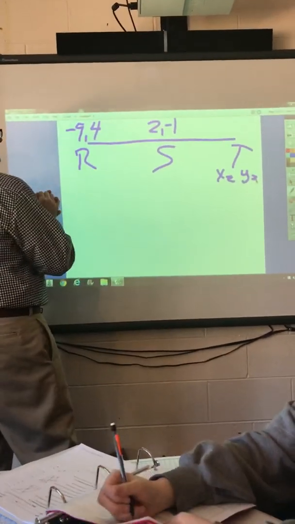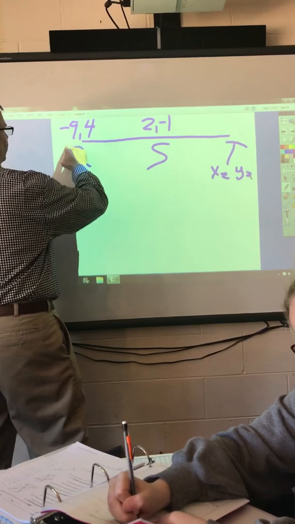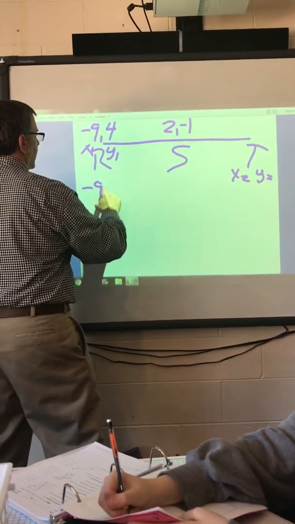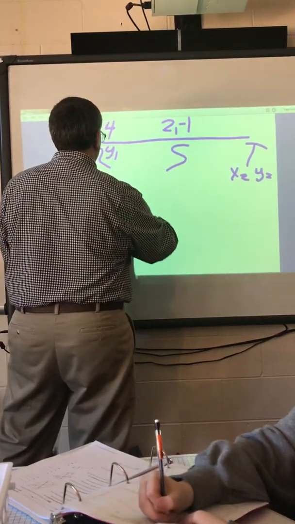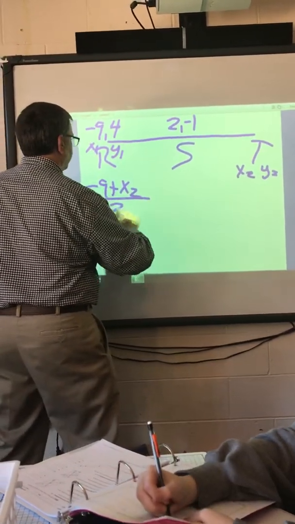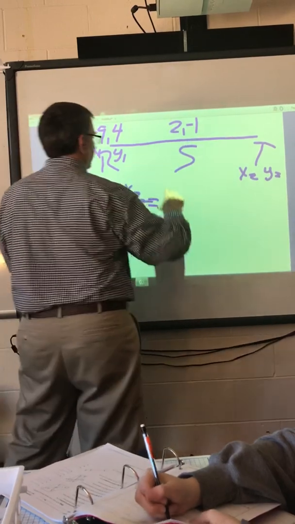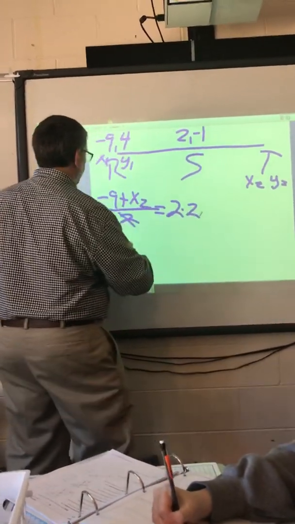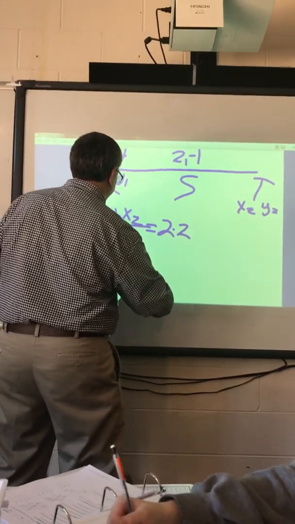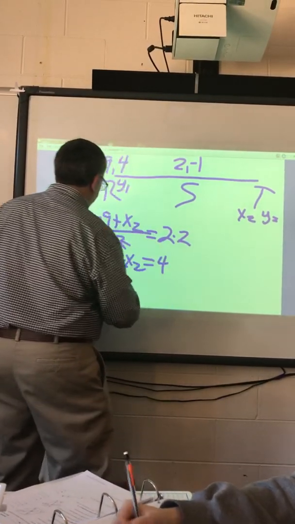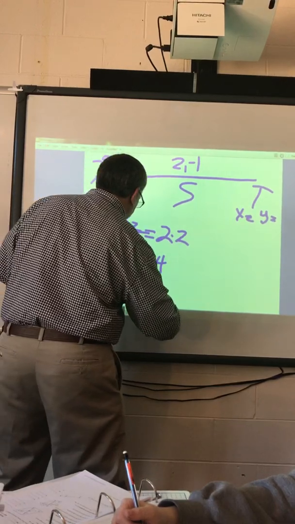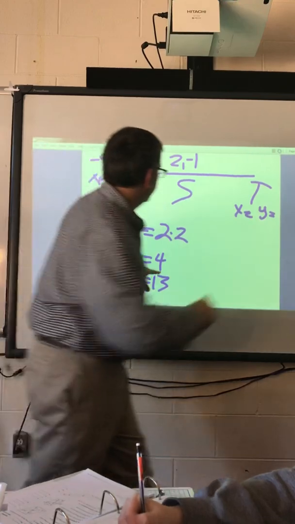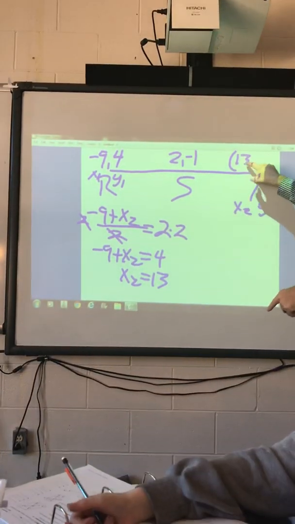I still solve it the same way. So this is going to be x1, y1. So that's going to be negative 9 plus x2, I don't know what that is, divided by 2 equals 2. I'm going to multiply both sides by 2, negative 9 plus x2 equals 4. Add 9 to both sides, x2 is 13. So 13 is the endpoint down here.